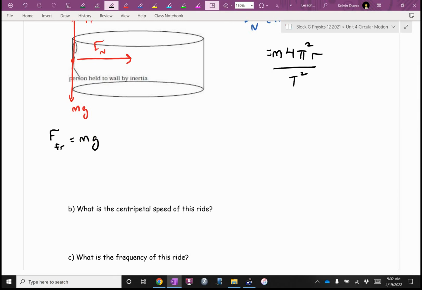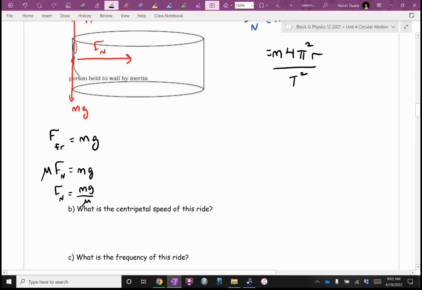Friction is what times what? So, mu times the normal force equals mg. Let's get the normal force by itself. What's the normal force here? How would I get the normal force by itself here? So, I'm going to argue that in this situation, the normal force is equal to mg over mu.